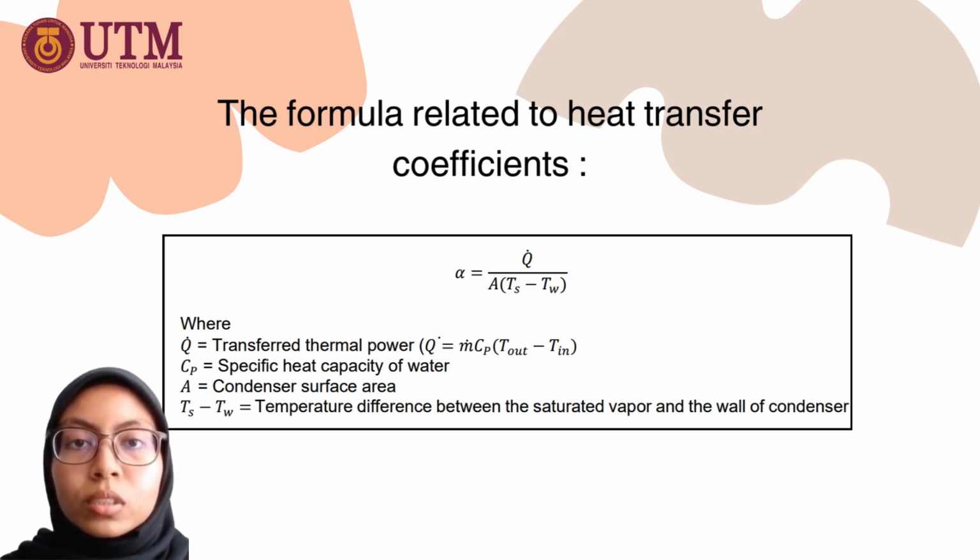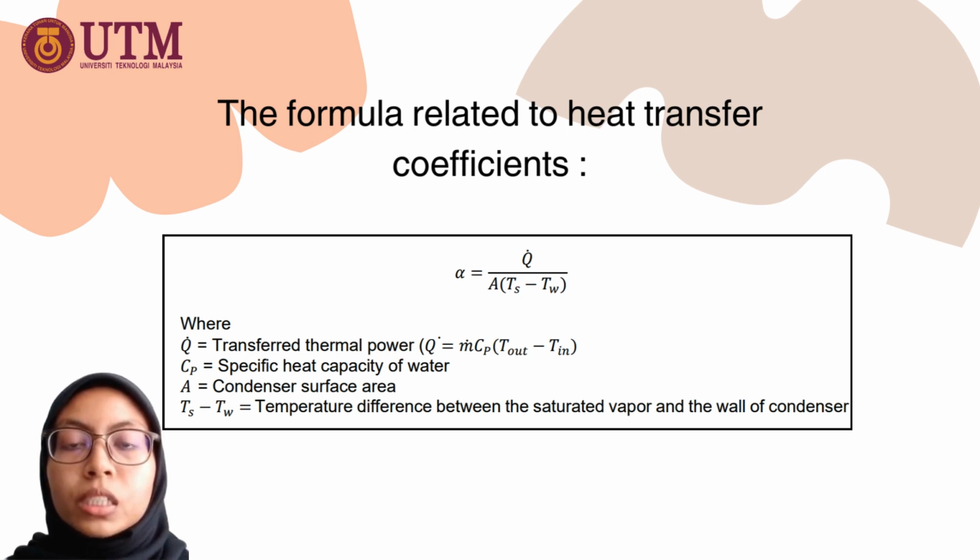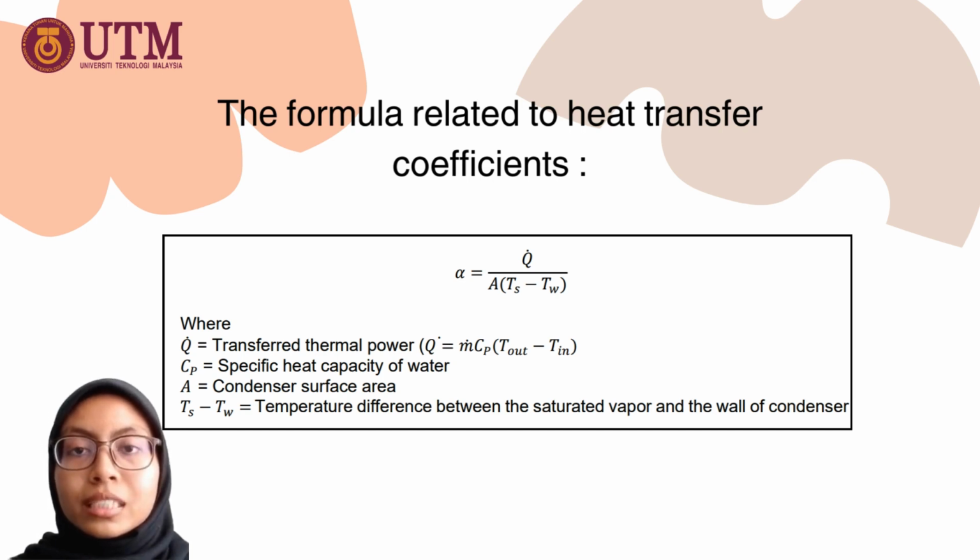Alpha equal to Q divided by A times (Ts minus Tw), where Q is equal to transfer thermal power with the formula of Q equal to m Cp times (T out minus T in). Cp is referred as the specific heat capacity of water, A is the condenser surface area, while Ts minus Tw is the temperature difference between the saturated vapor and also the wall of condenser.